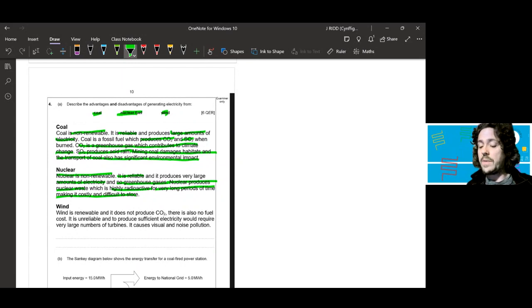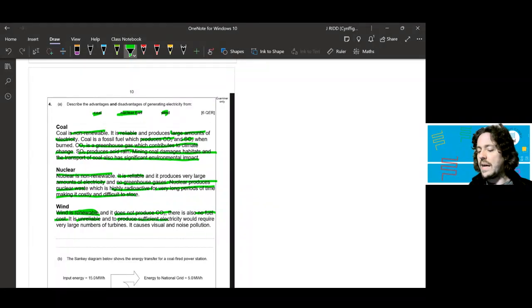Then finally, with wind, it's renewable, so in theory, it should last for an awful long time, 4.5 billion years. But you know that should be sufficient. It doesn't produce CO2. It's sounding pretty good for wind. There's no fuel cost. God, this is amazing. However, what are the downsides? Well, it's unreliable. You can't rely on the wind, obviously.